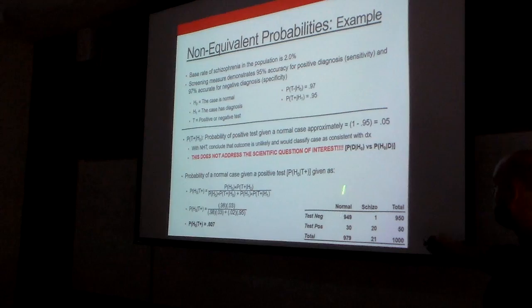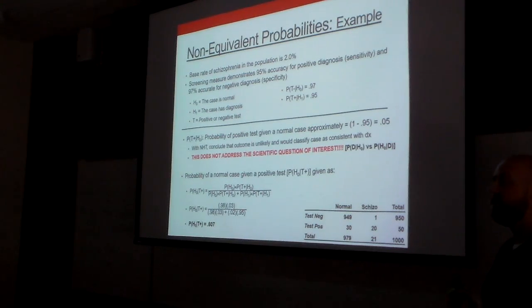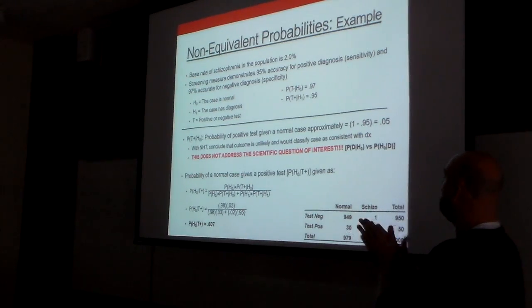So we're working with columns, but what if we start going the other way, right? What if we say, so here we have 30 positive tests, so we have a total of 50 positive tests. 20 of those are people with schizophrenia, but 30 of them are false positives, right? What's 30 divided by 50? 0.6. Yeah, right?